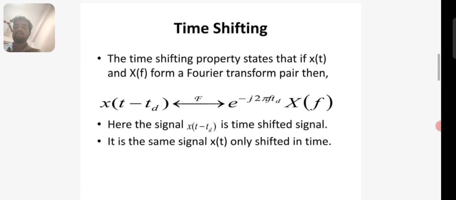Next one, time shifting. The time shifting property states that if x of t and x of f form a Fourier transform pair, then x of t minus td is equal to e power minus j 2 pi f td into x of f. Here the signal x of t minus t naught is a time shifted signal. It is the same signal x of t only shifted in time.